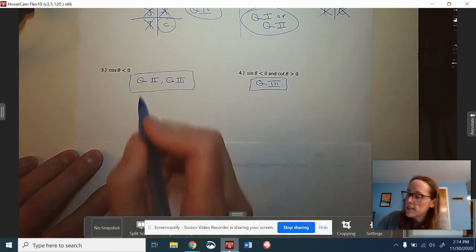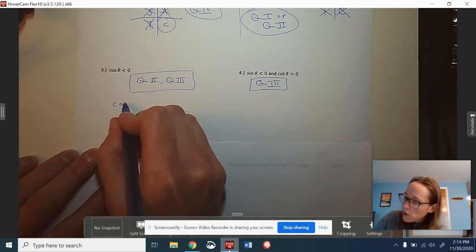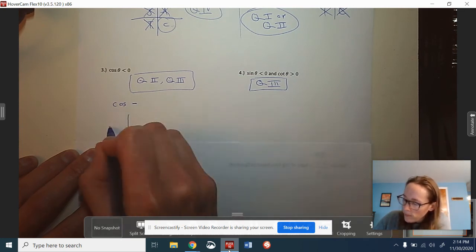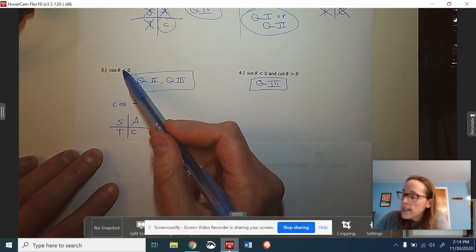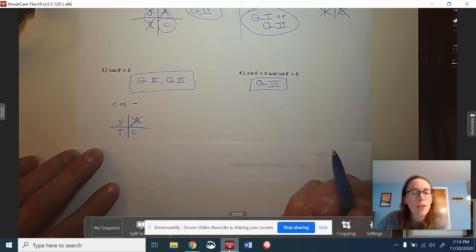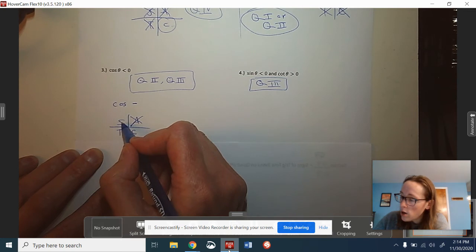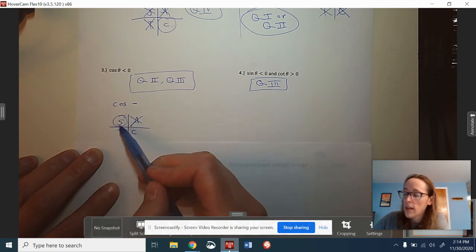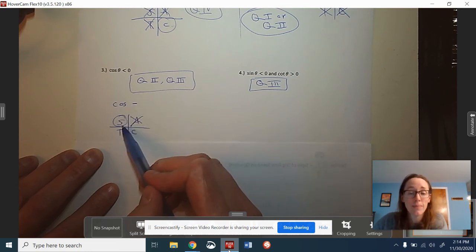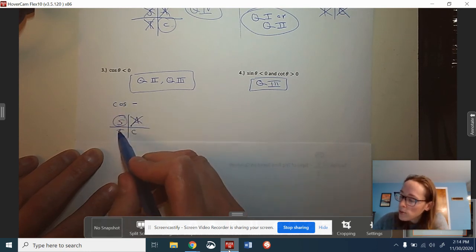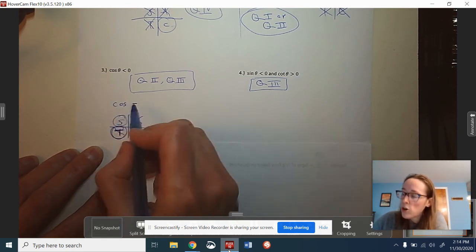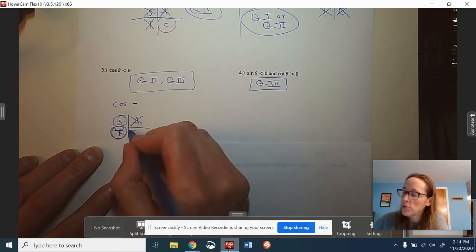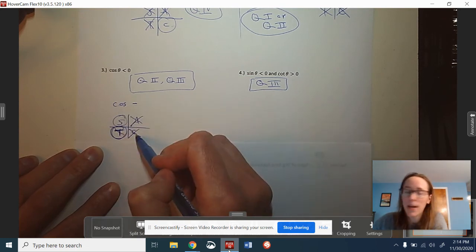All right, let's go over these. So for number 3, if cosine is negative, if we do a little All Students Take Calculus here, for cosine to be negative, quadrant 1 is out because in quadrant 1, they'd all be positive. Quadrant 2 is in play because sine would be positive and its reciprocal, cosecant, would be positive, but cosine would be negative there. For quadrant 3, only tangent and cotangent are positive. So that's a possibility because we want cosine negative. Quadrant 4 is out because cosine would have been positive there.